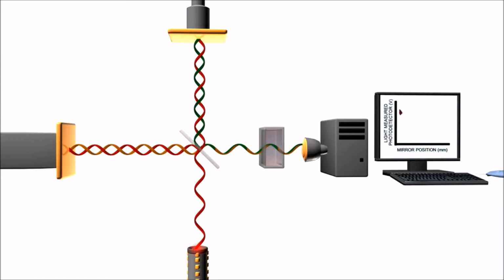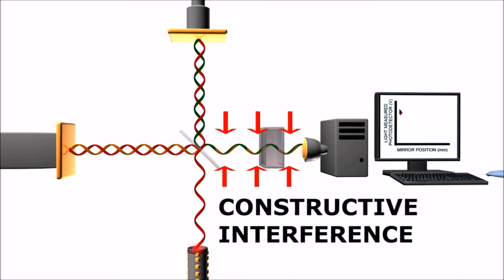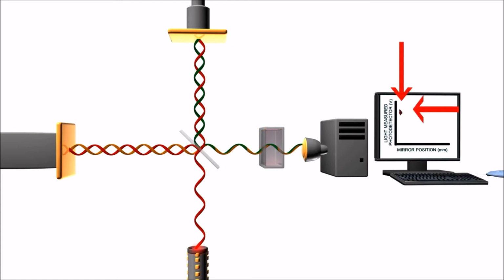Currently, both mirrors are set at an equal distance from the splitter, and this causes the two beams reaching the detector to be in the same phase. That's what we call a constructive interference. At this point, the radiation reaching the detector has the highest intensity.